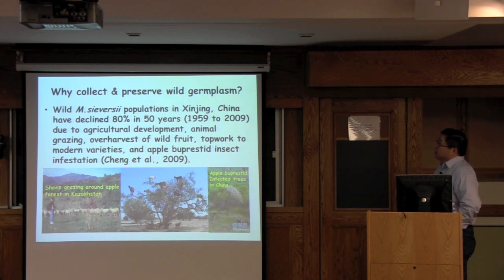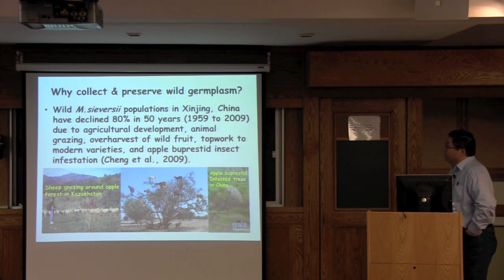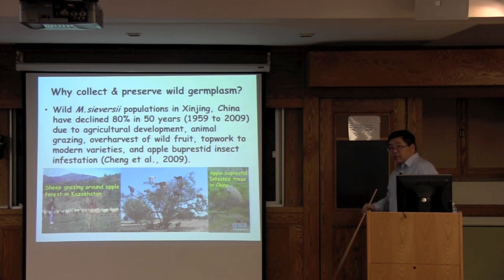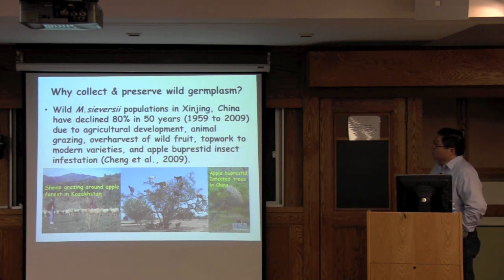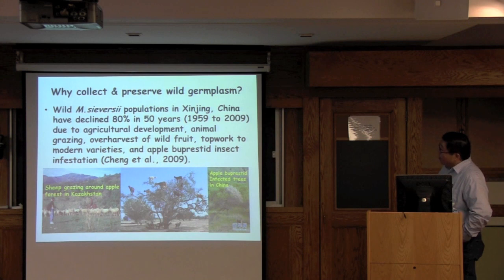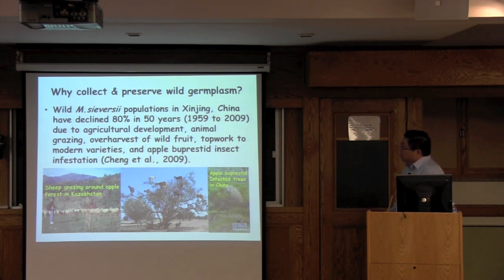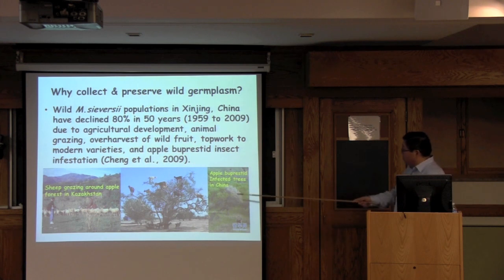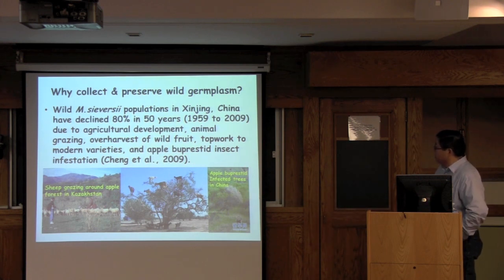habitat of Malus sieversii was lost due to agricultural development, animal grazing, a lot of overharvesting of the wild fruit, also a lot of top-working of the native species into modern varieties, and also a new apple insect problem in that region. Here's a picture showing this insect able to attack the Malus sieversii in the wild population.